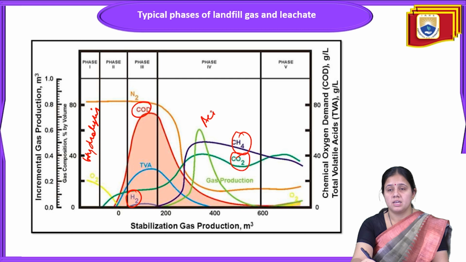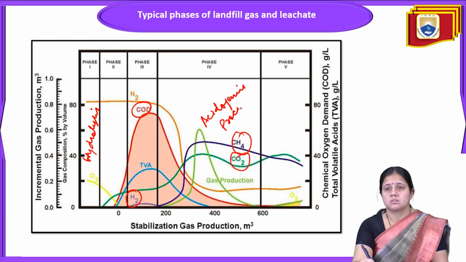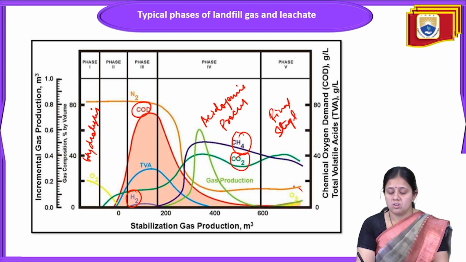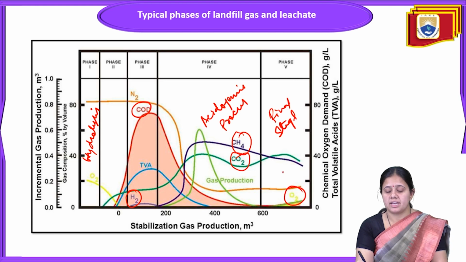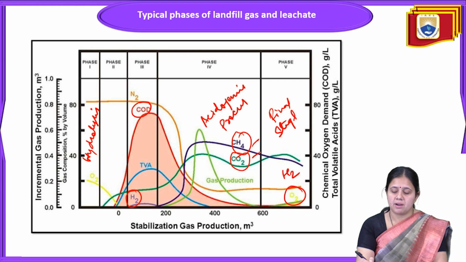Then this will be the acetogenesis process. Then this is the final stage, where oxygen and H2 will be coming out from the landfill. So this is the typical phase of landfill gases and leachate generation. You can see that the chief gas, the important gas formed by the process, is methane and carbon dioxide only.